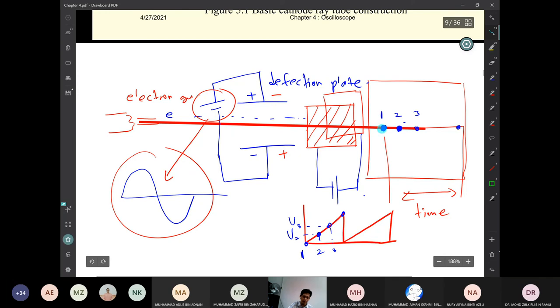Macam itulah. Ini sine wave naik, triangular pun naik. Dia akan naik, naik sama-sama. Dia turun, dia turun. Macam tu. Saya pun tak reti nak explain lebih-lebih. Macam tu je konsep dia.